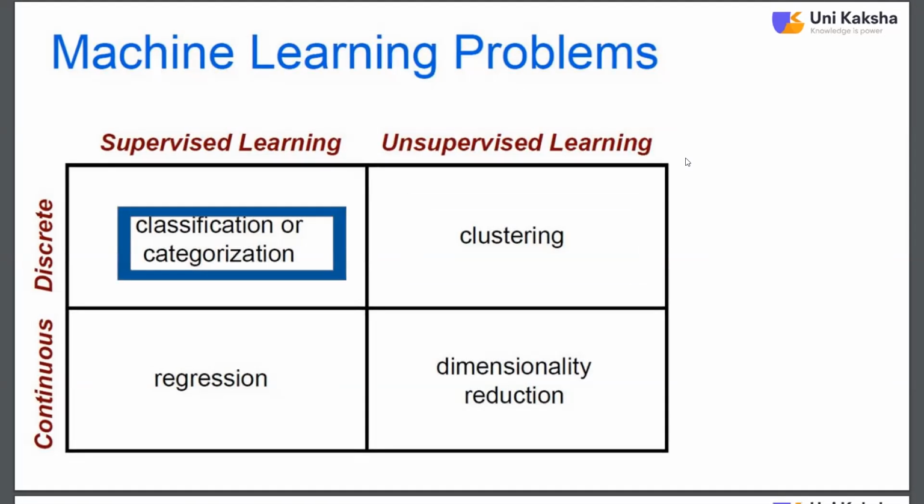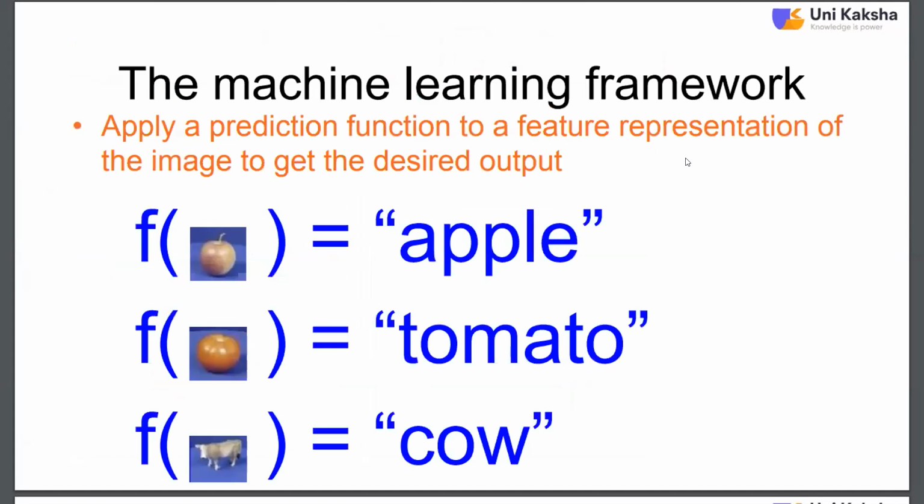Yes, you can see the supervised learning classification problem comes under supervised learning. Next slide, please. Okay, so you can see over here the machine learning framework, how we are getting the prediction function. When we apply a prediction function to the feature representation of the image, we get the desired output, whatever we are getting, the function of the image is shown here.